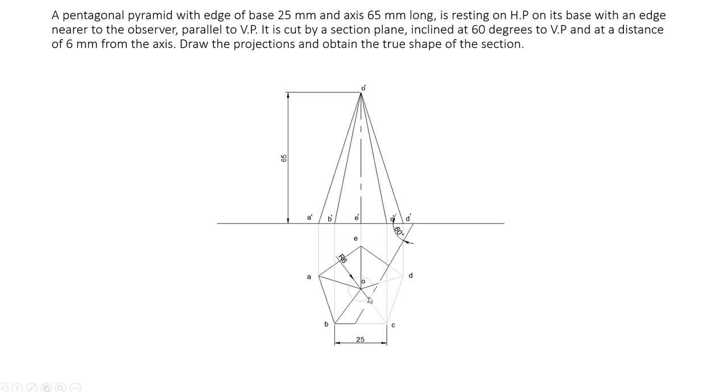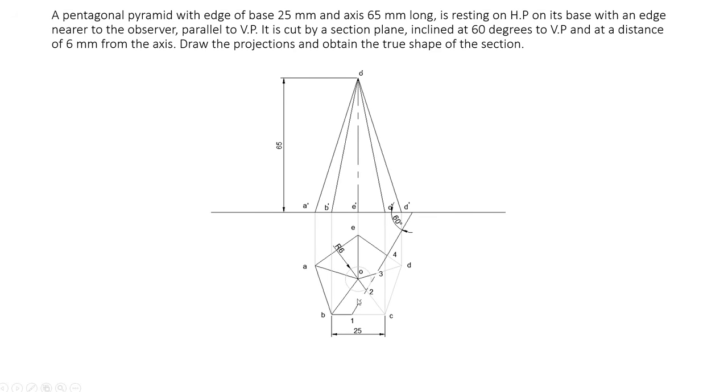For the section plane, use a continuous line, two dot lines and a continuous line. After drawing that, this portion is removed. So that part of the pentagon should be thin, soft lines, because it is the removed portion. You can reduce the thickness or darkness there. Now name those points 1, 2, 3, 4, the meeting points of the section plane with the different lines.